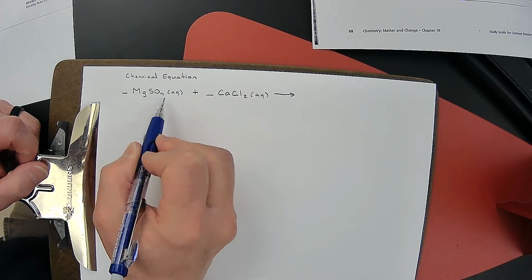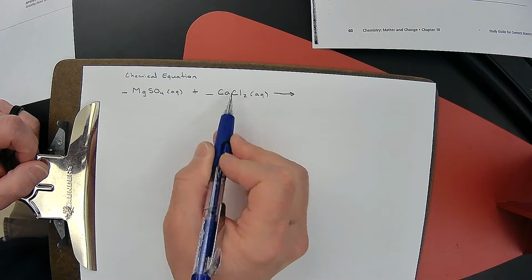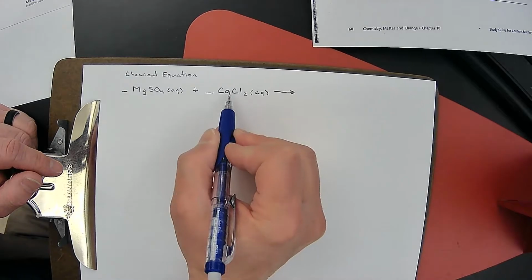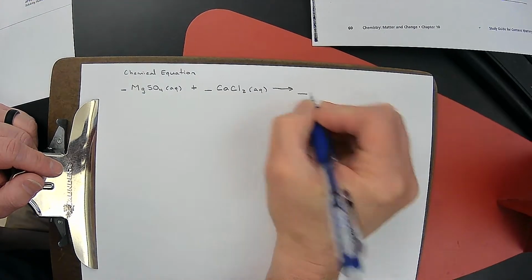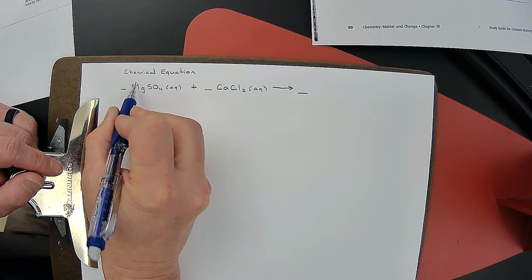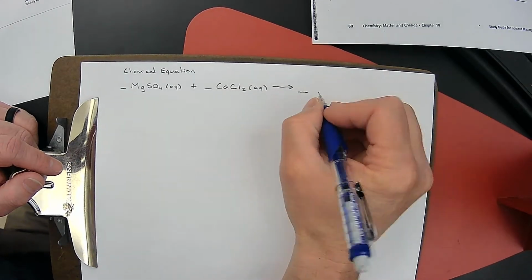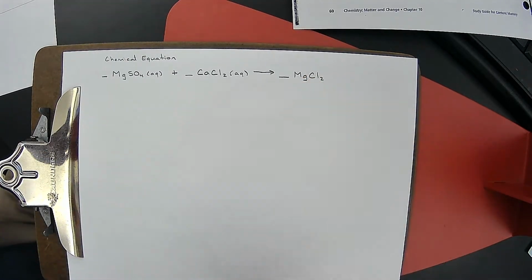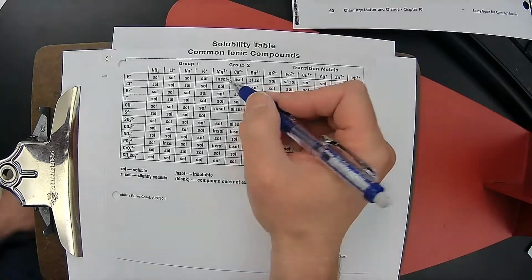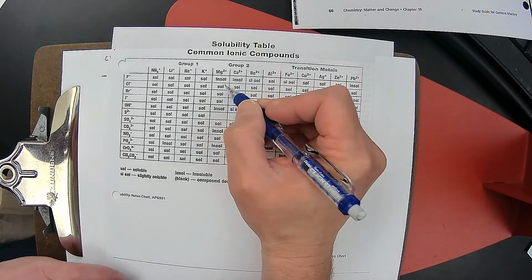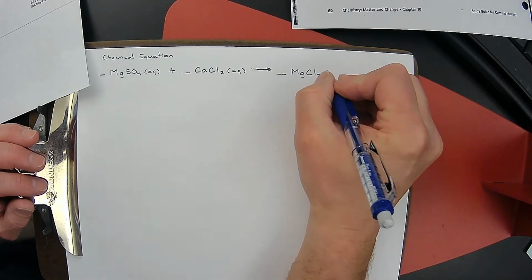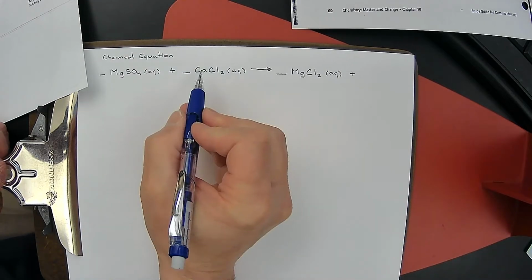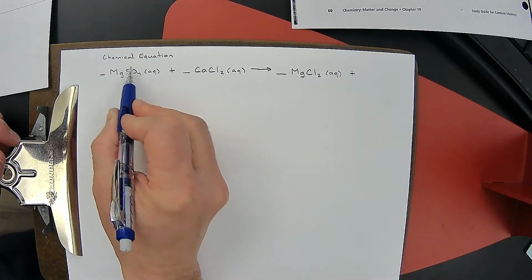You have substance A and substance B, substance X and substance Y, and so they're going to switch. So I'm going to let Mg bond with Cl. Well, the way Mg and Cl bond, Mg is a 2+, Cl is a 1-, so it's going to be MgCl2. And I'm going to look at my chart, and Mg and Cl is also soluble. So I'm going to put AQ, and then plus Ca is going to go together with SO4.